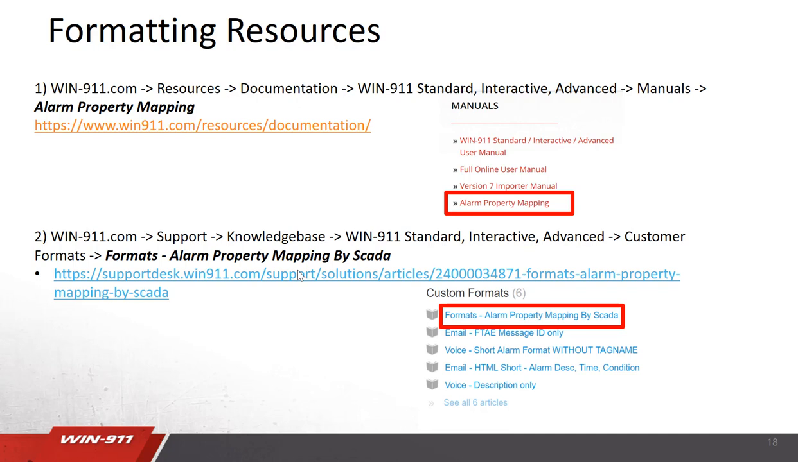All right. The other piece I wanted to point out on the Win911 website is under Support, Knowledge Base. There we have formats alarm property mapping by SCADA, and that's another view of that same data. In that knowledge base, you can also find some custom formats that have been requested from users. So it's a good place to look if you're trying to do something you think is pretty common. Maybe that solution already exists in our knowledge base, and you won't have to think about it and solve it. You can just take what's there.